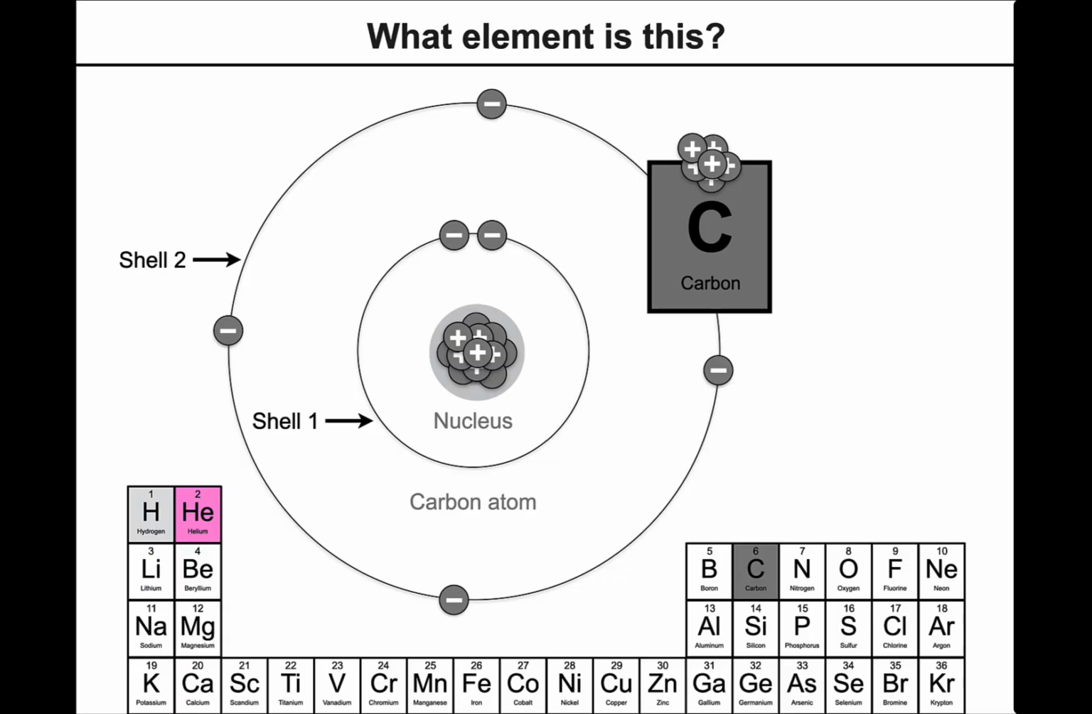Protons don't fly around the atom, and neither do neutrons. Protons and neutrons live in the nucleus, and electrons live around the nucleus.